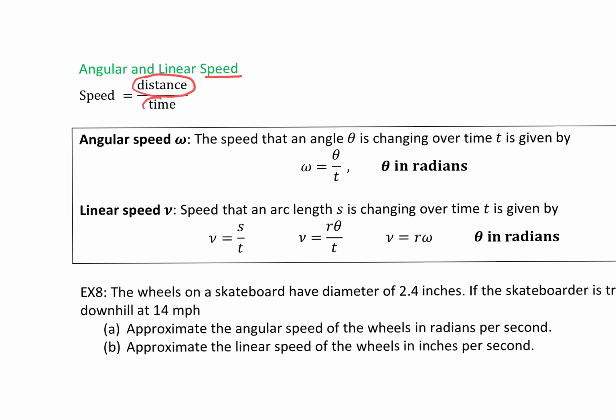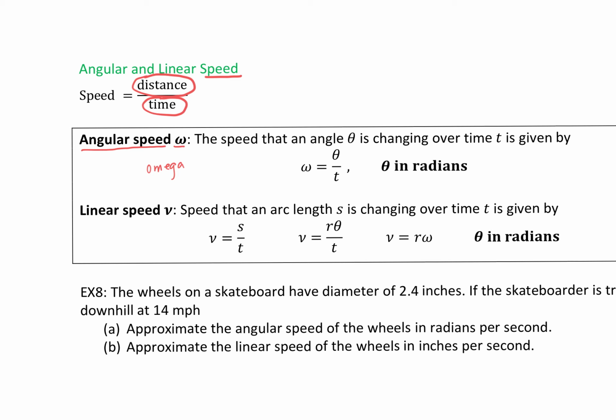When we talk about speed, anytime we talk about speed, it's always some distance over time. So when we talk about angular speed, here we're going to use this weird looking W, but it's not. It's a lowercase Greek symbol. This is actually lowercase omega. So we're going to use that omega to stand for angular speed.